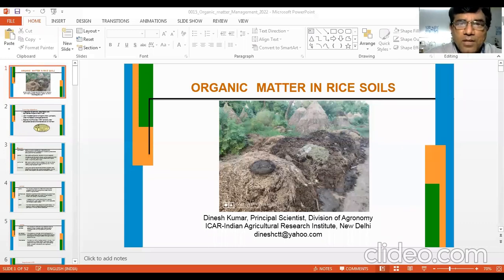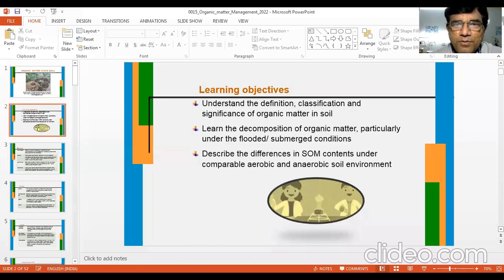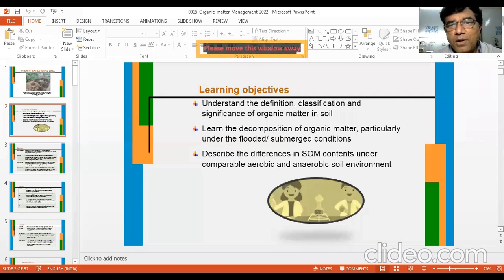And I would also try to explain to you the meaning of organic matter. So overall, you will understand the definition, classification, and significance of organic matter in soil. You would also study organic matter in some other courses, but I would touch upon some definition, meaning, and try to clarify the things associated with soil organic matter. And then we will see how organic matter is decomposed under aerobic setting and anaerobic setting, and describe differences in soil organic matter content under comparable conditions. Comparable means similar soil, similar climatic and similar crop conditions. So under those conditions, we will see, is there any difference in organic matter decomposition for aerobic and anaerobic soil?